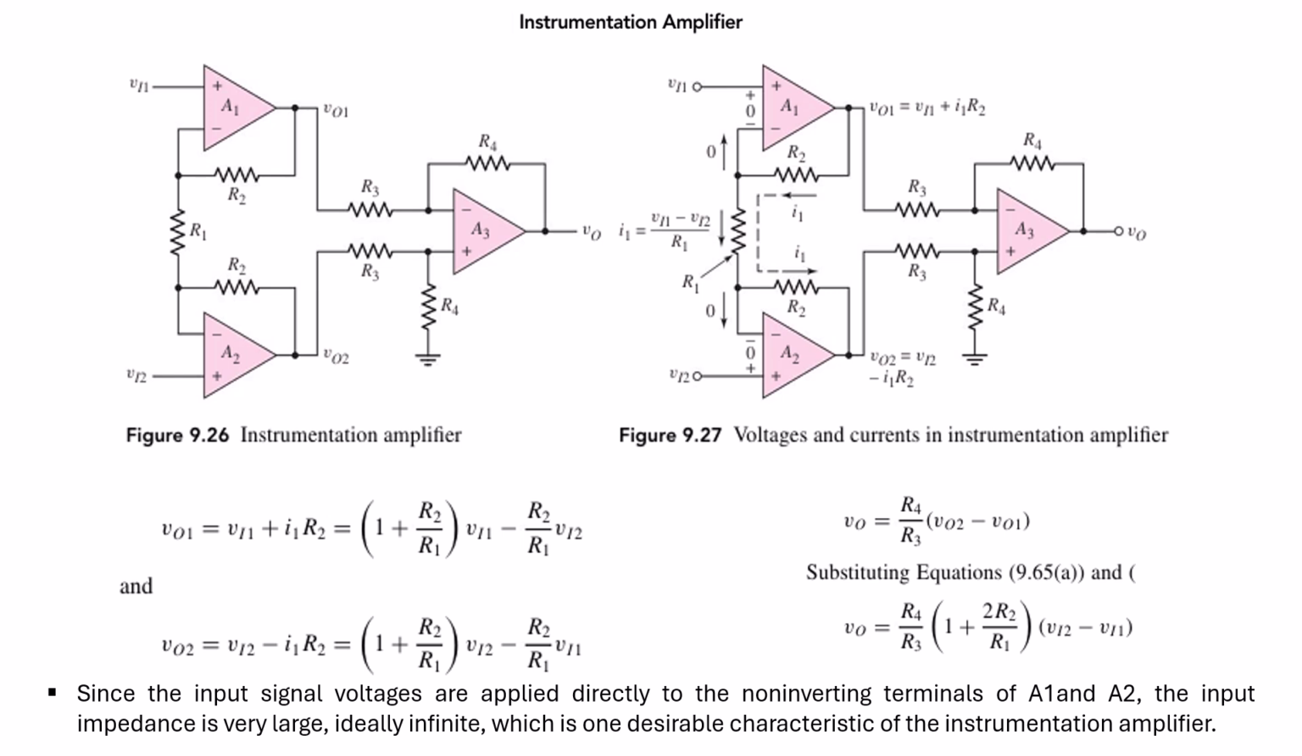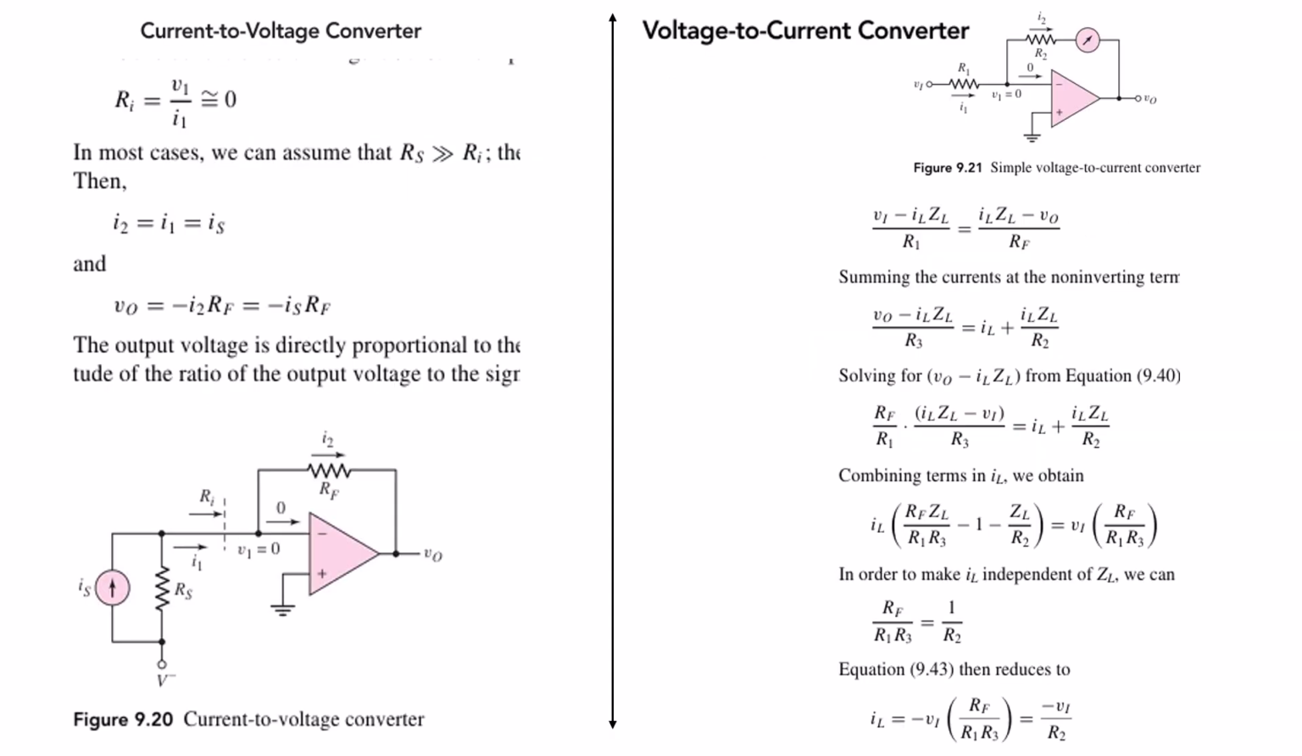If we check here, we have A1, A2, and A3, three different operational amplifiers. The output of the first, A1, will be V1 plus I1R2, and the output of the second, A2, will be V2 minus I1R2. Finally, your final output will be equal to R4 by R3 into VO2 minus VO1. If you use this equation, you will get the final equation, which has the advantage of huge gain. Since the input signal voltages are applied directly to the non-inverting terminals of A1 and A2, the input impedance is also very high, ideally infinite, which is one desirable characteristic of the instrumentation amplifier.